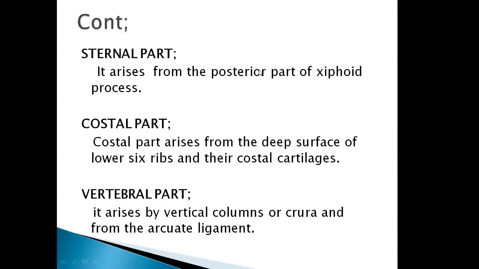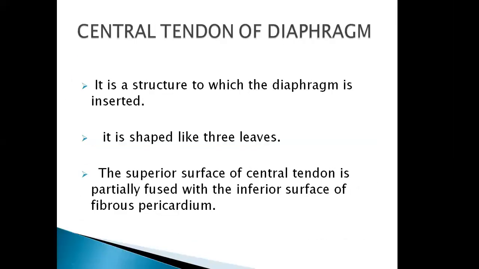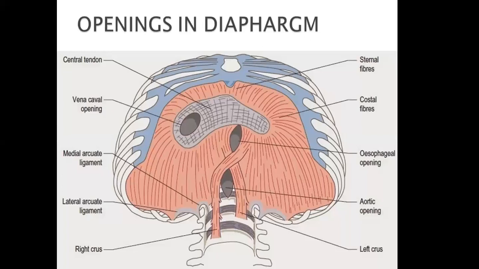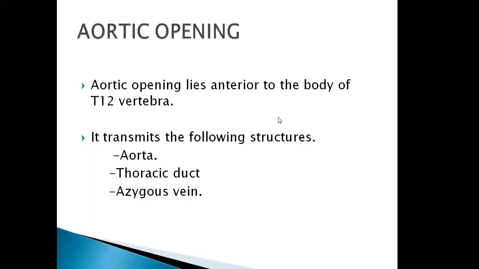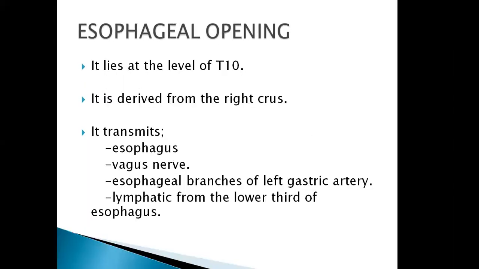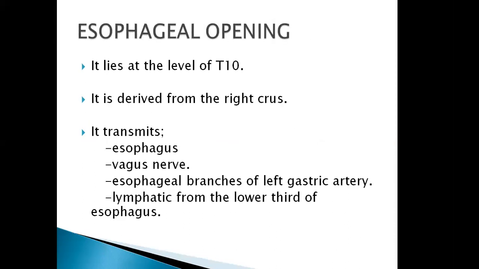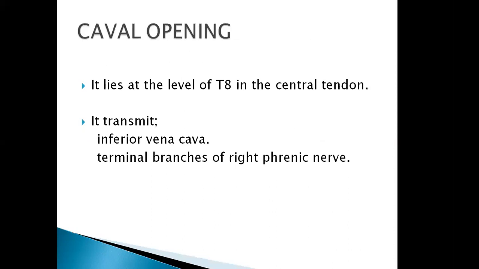Caval opening. This is the caval opening. The caval opening lies at the level of T8, and this transmits the inferior vena cava and the terminal branches of the phrenic nerve.